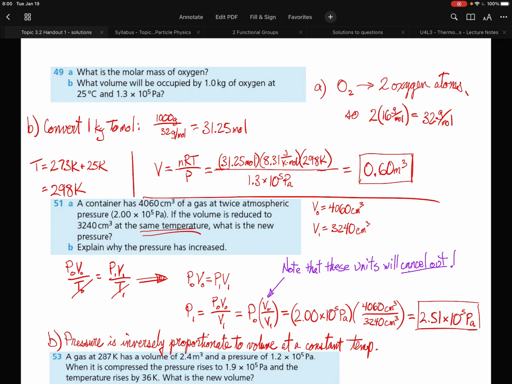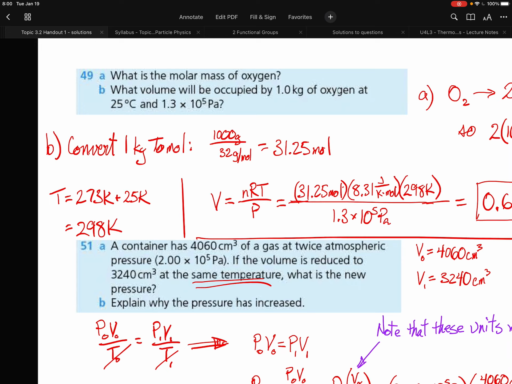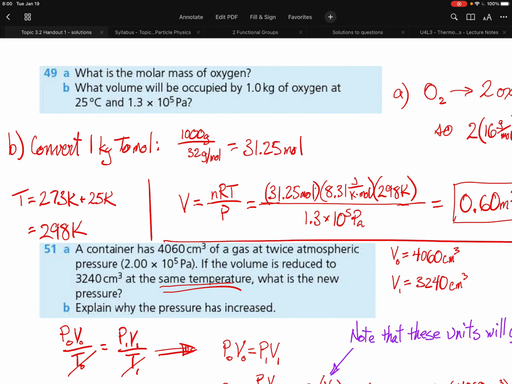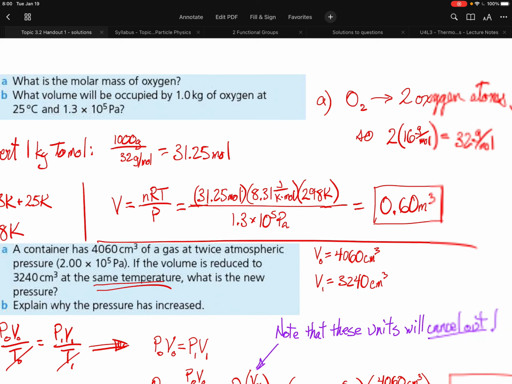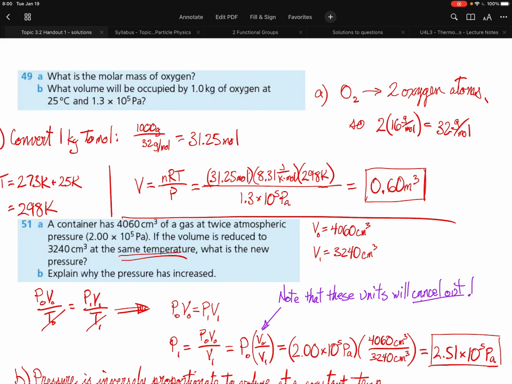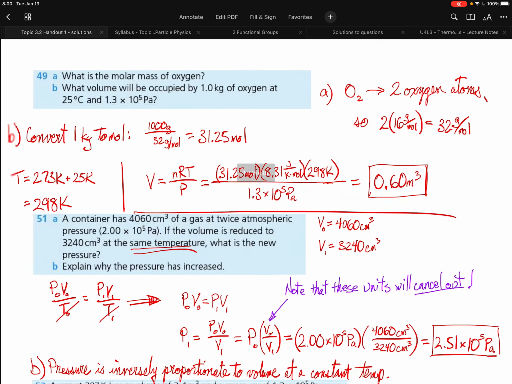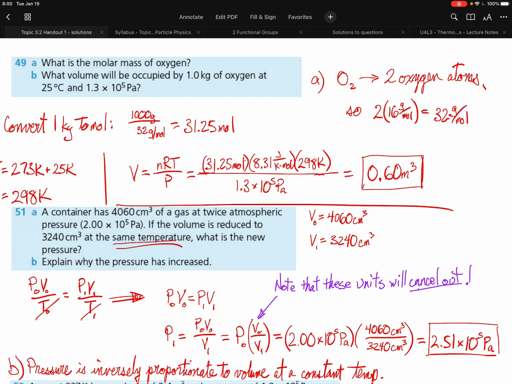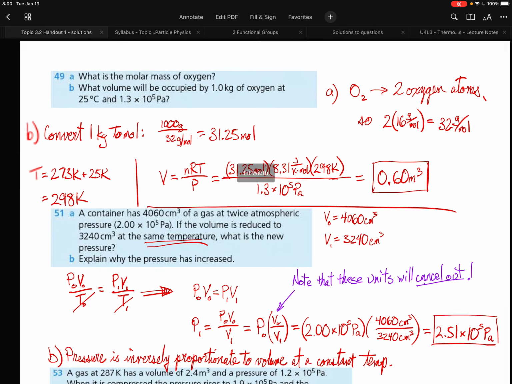Okay, so first we convert 1 kilogram to moles. And our next step then will be to convert our temperature to Kelvin. Remember, always be using Kelvin. Our volume, we determined by simply plugging our values into a slightly rearranged universal gas law equation. And our answer then is 0.6 meters cubed.